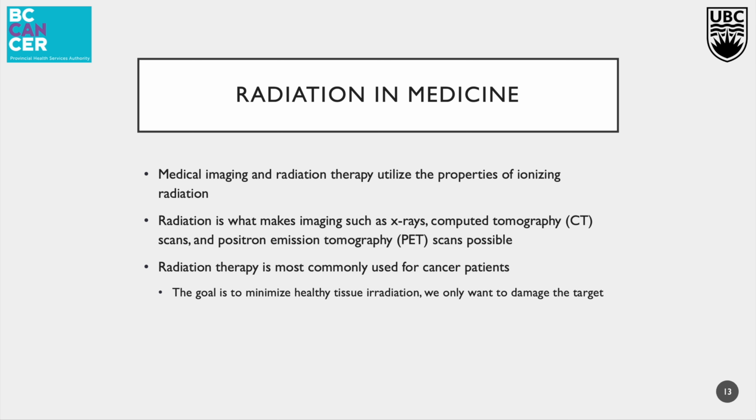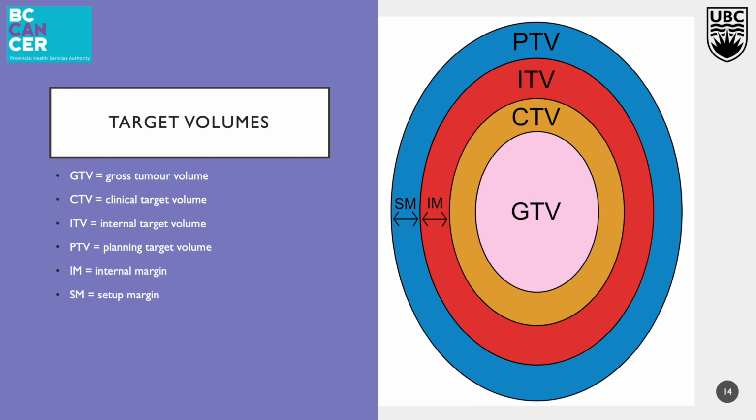Radiation therapy takes advantage of the damaging effects of ionizing radiation to target cancerous cells in tumors and cause cell death. Now, the major goal with radiation therapy is to minimize healthy tissue irradiation and focus on damaging the target effectively. And this goal is something I will continue to re-emphasize throughout this talk just because of how important it is. So radiation treatment planning is a fairly complex process, as every patient has unique anatomy and target structures.